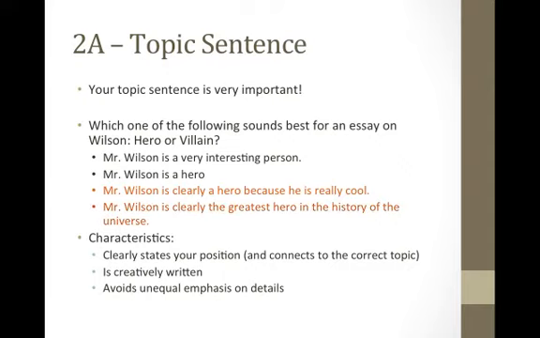So when we look at it, which one is our best one? Our best one here is "Mr. Wilson is clearly the greatest hero in the history of the universe," because it's stating a position that I'm the greatest hero, and it's a little bit more creative by adding in the history of the universe. Maybe it's a little bit silly, but hey, it's something creative and it definitely states your point, and it makes it more interesting for the reader. Because remember, if somebody reads the first sentence of an essay and it sounds boring, that's not a good sign, because people do tend to judge a book by its cover. Well, and by a cover being the first thing they see.